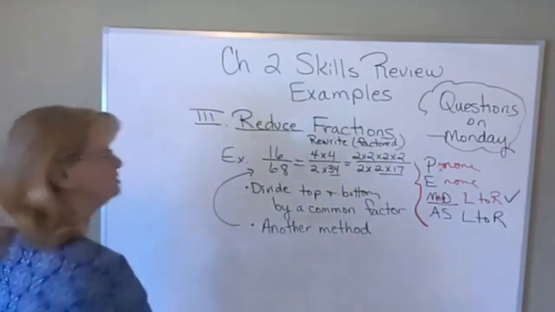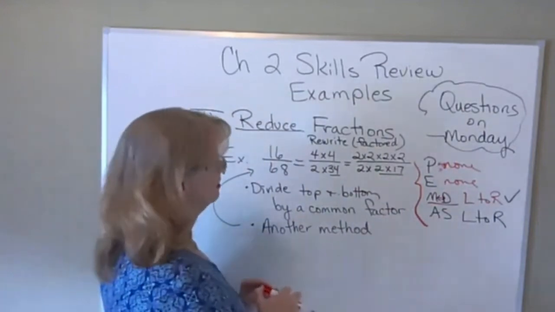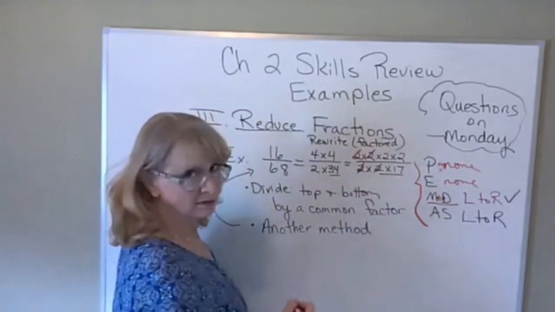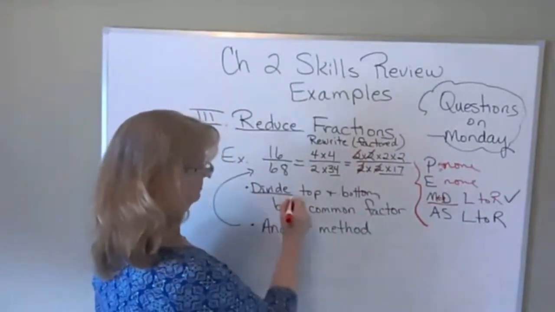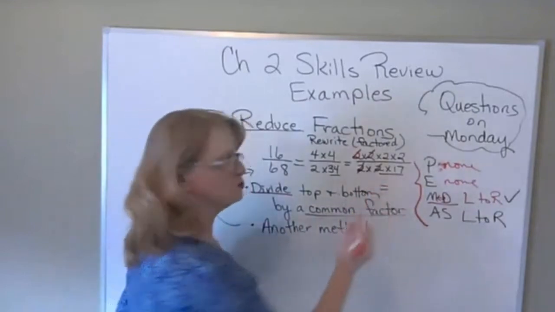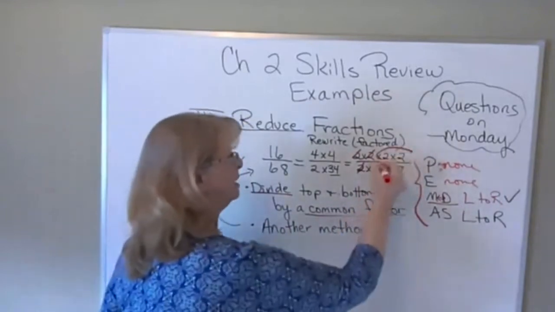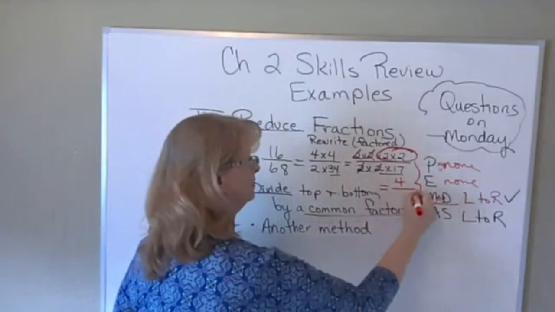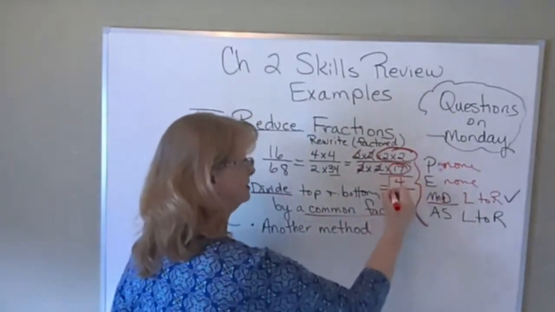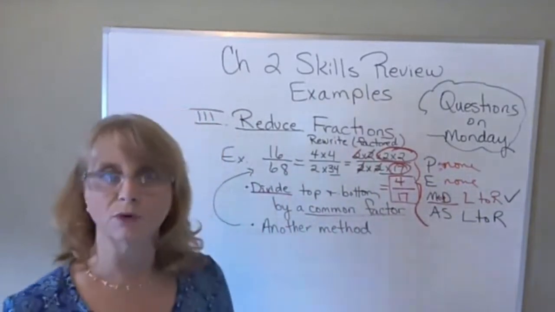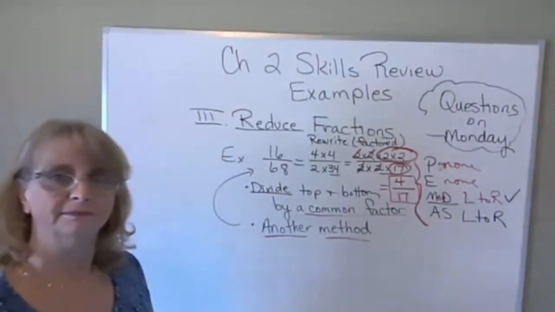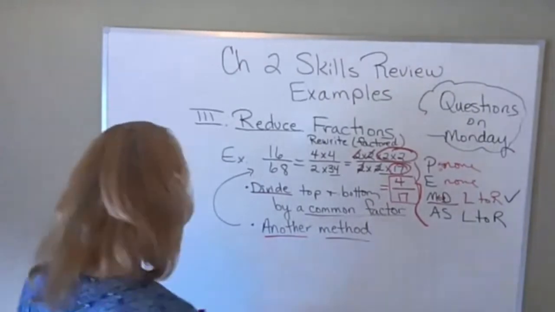And then what I can do is cancel out common factors. So I'm dividing by the common factor. And then I just remultiply what's left. So on top I have 4 left. And on the bottom I have 17 left. And that's another way you can reduce fractions. So this is another method. Okay.